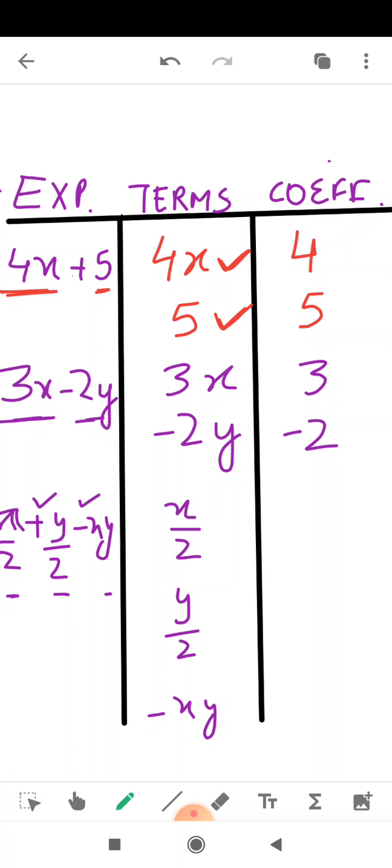Now the coefficient of the first term is 1 by 2. The number in the first term is 1 by 2. In the second term, it is again 1 by 2. And in the third term, there is no number we can see. So that means it is 1 because x, y variables are multiplied with 1. No number means it is 1. And the coefficient will be minus 1. Don't forget to write the sign. So it will be minus 1.